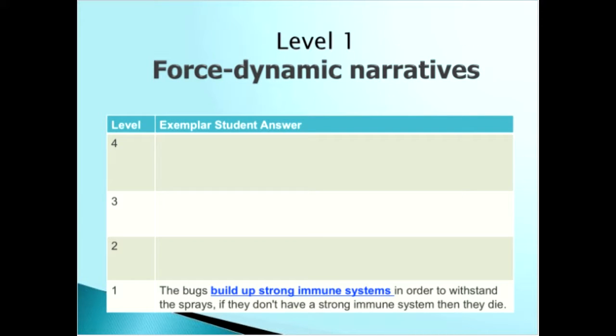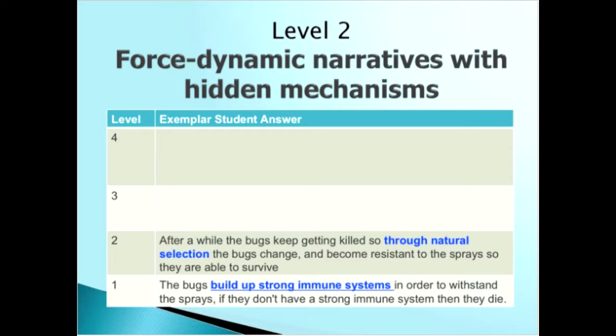So let's take a look at how different levels in the learning progression play out. At the lowest level, we tend to see what we call forced dynamic narratives. Basically, the students take an anthropocentric view of the world, and things then are responding as actors on a stage. So in this case here, for example, a student might say that the bugs build up a strong immune system in order to withstand the sprays. If they don't have a strong immune system, they die. It tends to be focused on the individual.